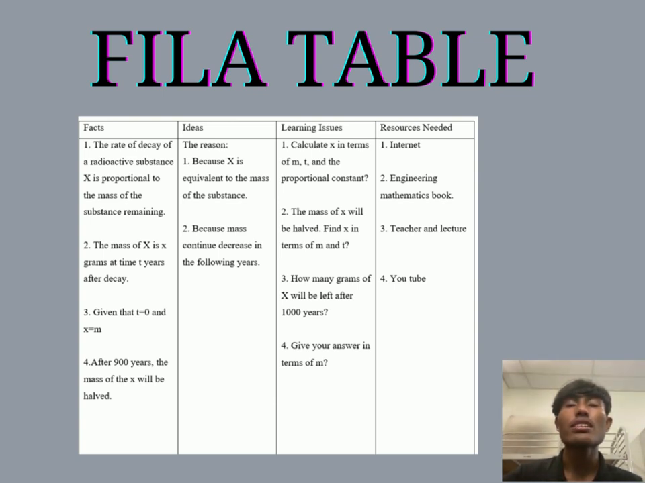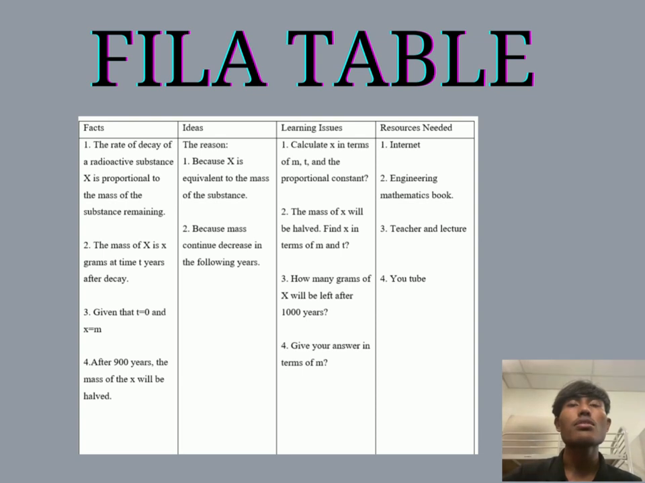For the second column, which is ideas, we have 2 ideas. First, because X is equivalent to the mass of the substance. Second, because the mass continues to decrease in the following years. For the third column, we have learning issues. We have 4 learning issues. First, calculate X in terms of m, t, and the proportional constant. Second, the mass of X will be half. Find X in terms of m and t. Third, how many grams of X will be left after 1000 years? Fourth, give your answer in terms of m.